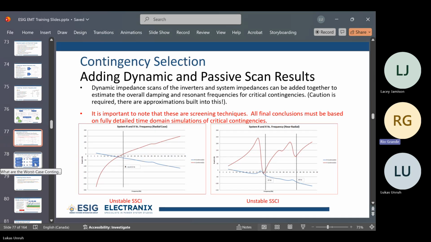This is the same slide I presented already. We can combine the passive scans with the active scans, come up with the combined scans, and figure out whether it's going to be stable or not. This is the same plot. Both of these were unstable, as we looked at already.